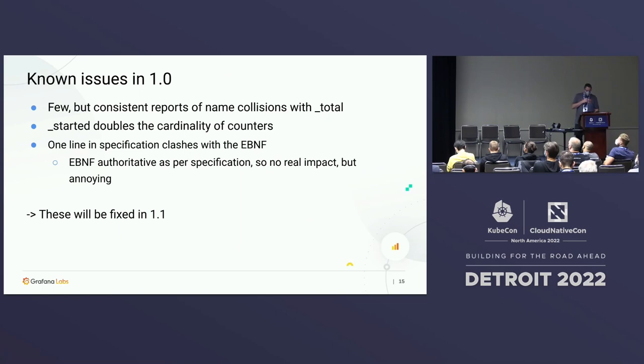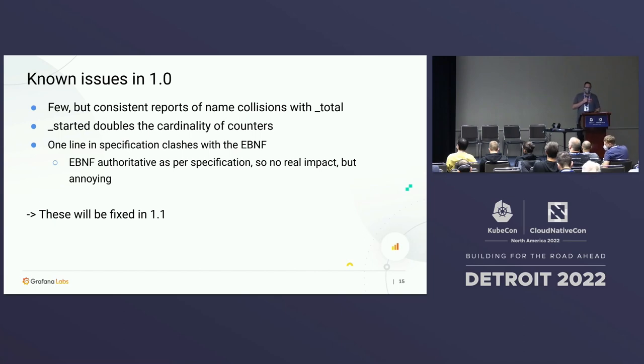There are a few known issues in 1.0. Again, we sometimes have this issue reported that people have clashes in their namespace when they have existing underscore total. There's not a lot we can do about this, because it's just how the new standard works. And it is actually a good thing where we just made a previous implicit requirement and strong recommendation mandatory. So at some point we had to eat this pain. If you have counters and you have underscore created in there, this can double the amount of counters and the cardinality. And that can be a surprise to a few people, and that can also lead to pain.